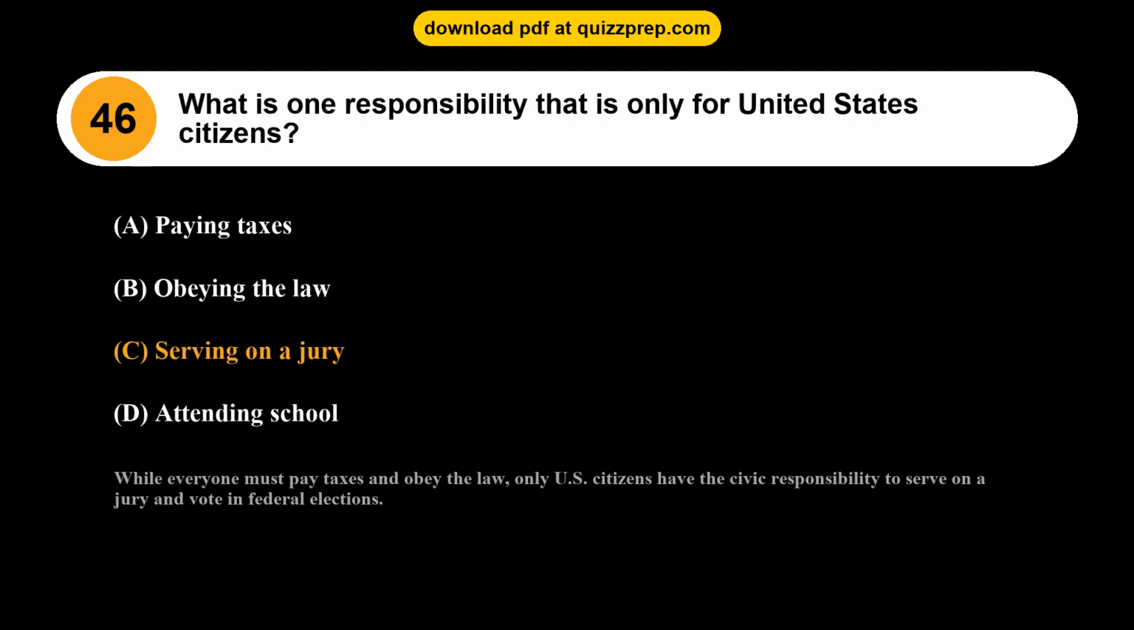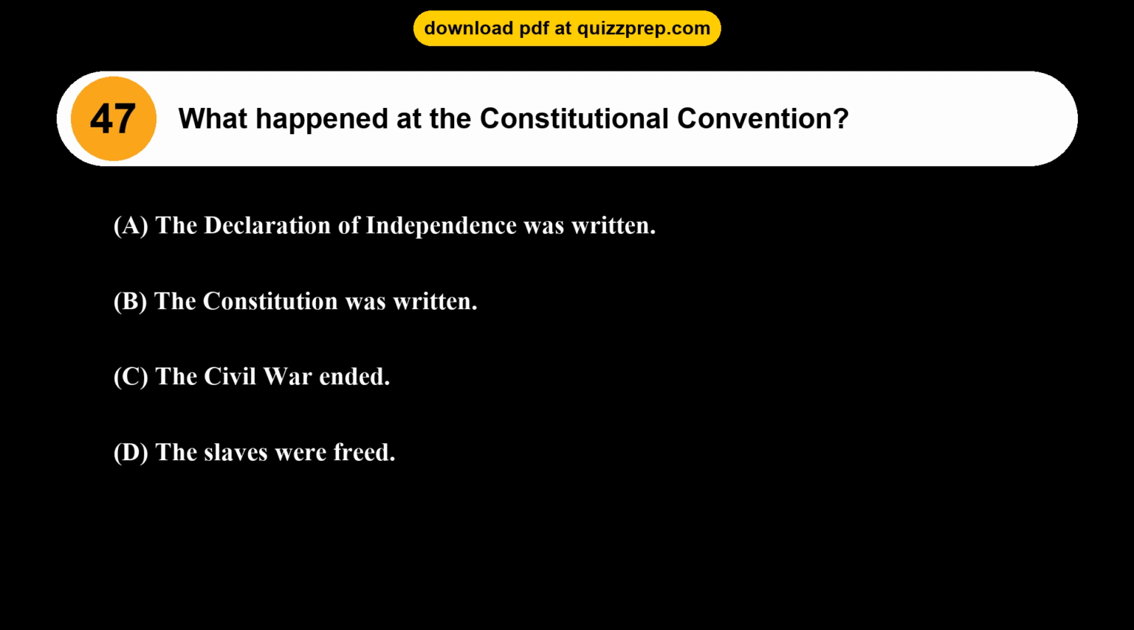While everyone must pay taxes and obey the law, only U.S. citizens have the civic responsibility to serve on a jury and vote in federal elections. Question 47. What happened at the Constitutional Convention?